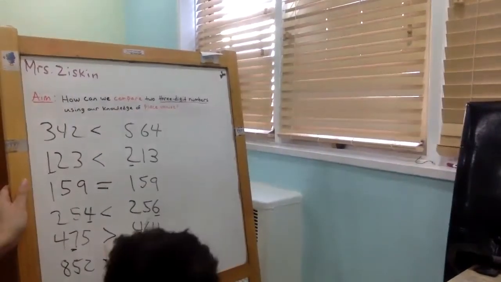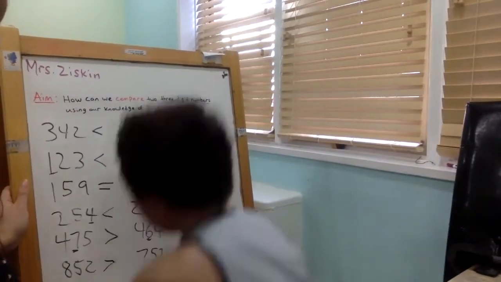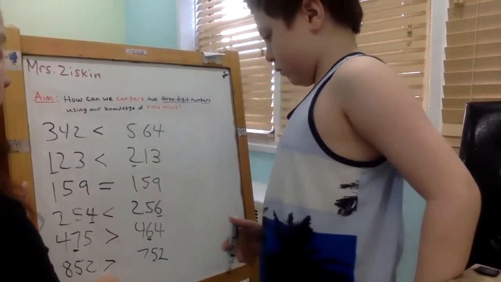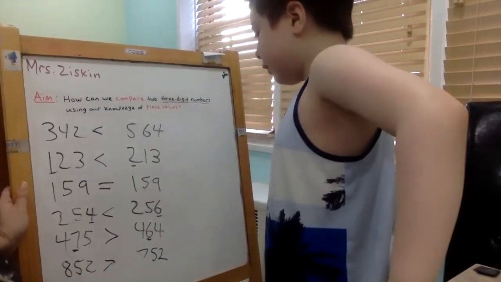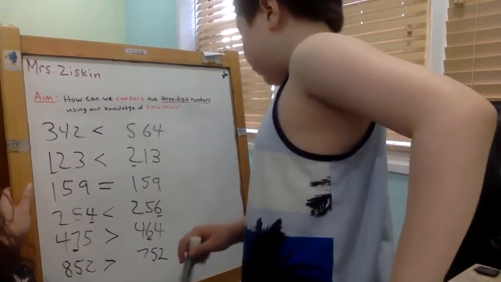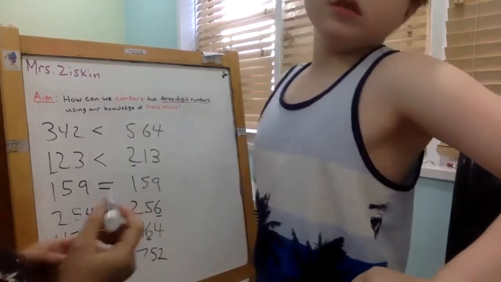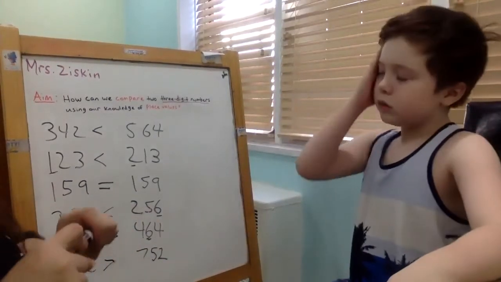And now our last problem, we have 852 and 752. Who would like to come up to the board? Zachary. And can you also write, how would we say this in words? 852 is more than 752. Right, it's greater than 752.